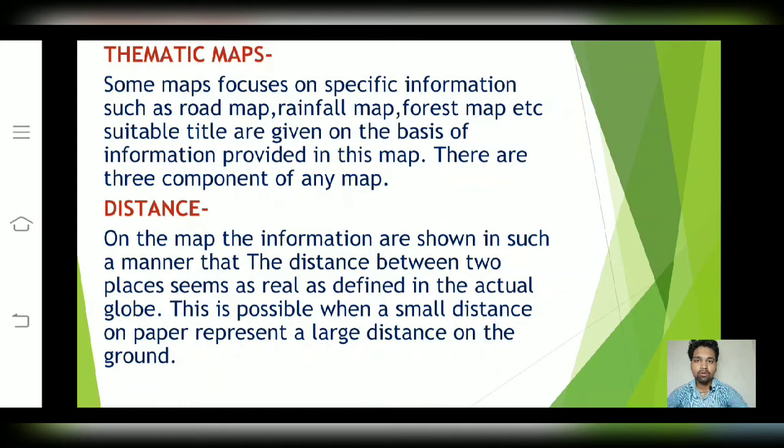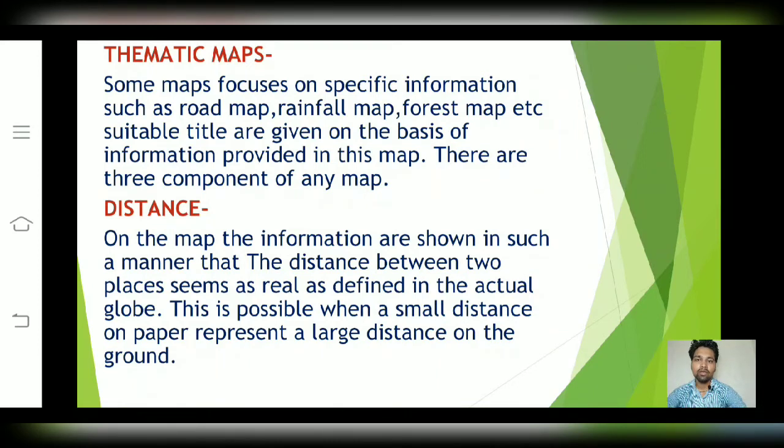If we locate two places on a chart paper, and we locate these two places in such a manner that if we want to scale these locations, the actual distance on the ground may be known. Friends, this is possible when a small distance on paper represents a large distance on the ground.